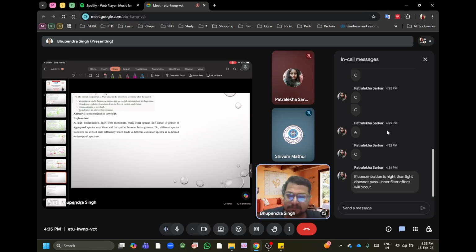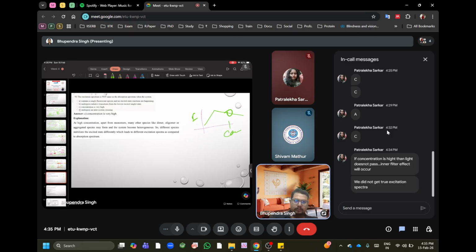But light will not pass. It doesn't mean that all the light will stop. Inner filter is like this. Let's say at this higher concentration, this is also higher concentration intensity. So why? No, we will get the excitation spectra, even if the concentration is high.